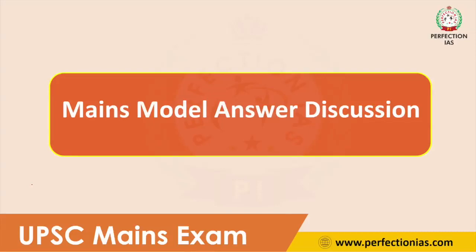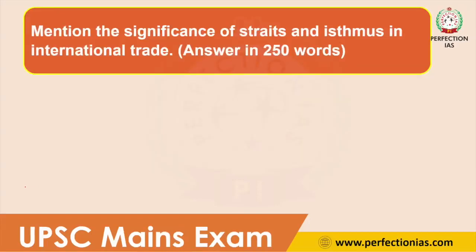In today's Mains Model Answer discussion, we are going to discuss the UPSC 2022 Geography Mains question. The question for today is, mention the significance of strait and isthmus in international trade. This question was asked as a 15 marker, so you have to write around 250 words. This is a straightforward question. The main demand of the question is the international trade significance of straits and isthmus. Straits and isthmus have many significances, but the major demand of the question is international trade.